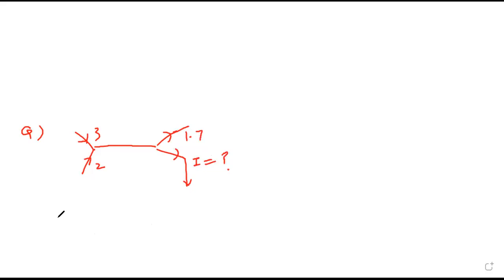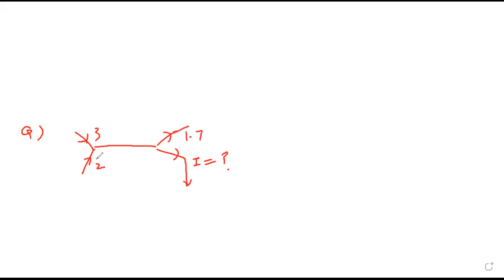Kirchhoff's current law is: the algebraic sum of current at any junction is zero. Right? इसके ऊपर क्वेश्चन है. This is one diagram. I have to find what is I by using Kirchhoff's current law. Try this. Very simple one.